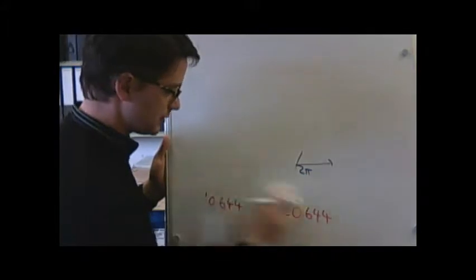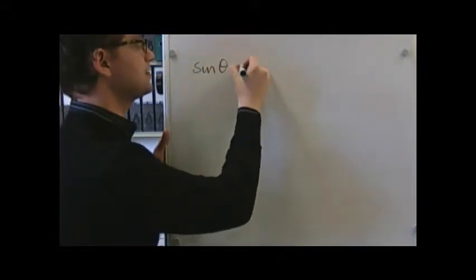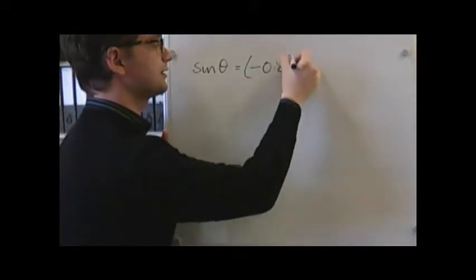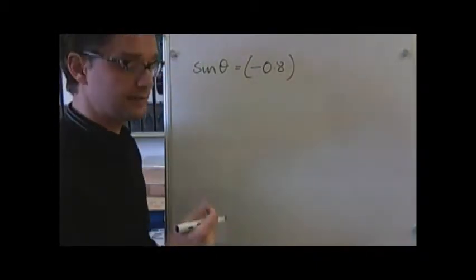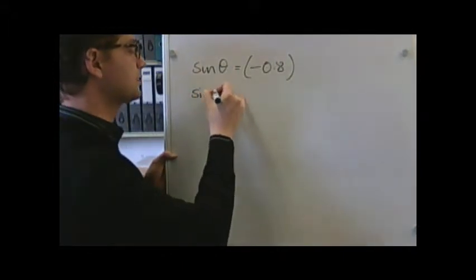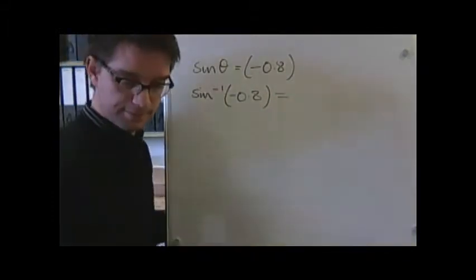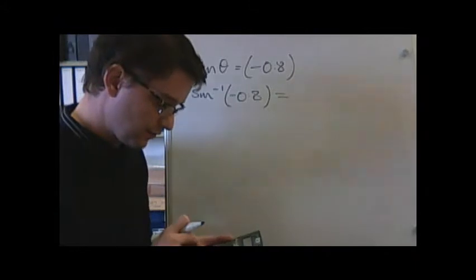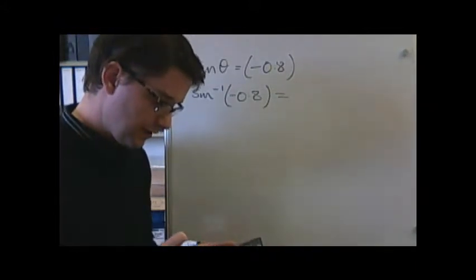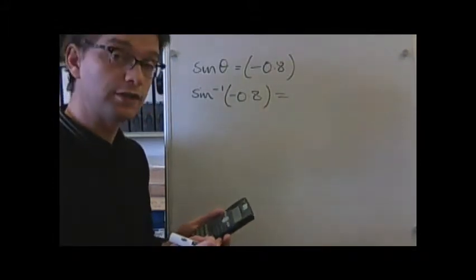The second example we're going to do, we're looking at sine theta equals minus 0.8. Now this is a slightly different kettle of fish, but we start in the same way. We take the sine inverse of minus 0.8. Again, you just take your calculator and find the sine inverse function, and you find the inverse sine of minus 0.8, and my calculator says it's minus 0.927.